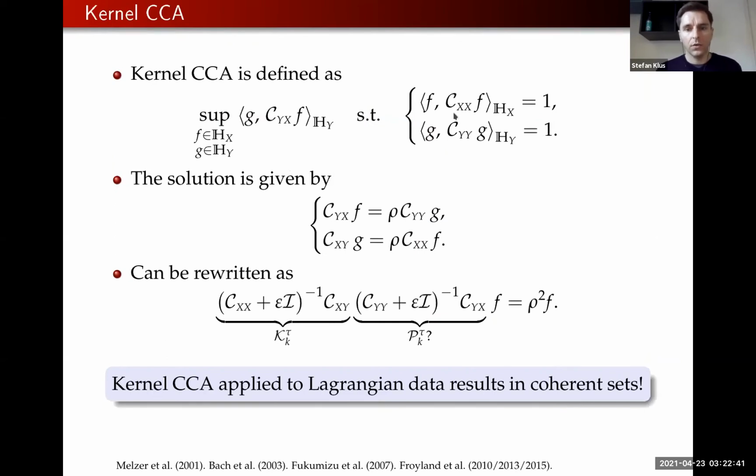And then we can again use covariance and cross-covariance operators. And it turns out that if we do this, we obtain a well-known method, which is called kernel CCA. It stands for canonical correlation analysis. And using this canonical correlation analysis, we can find coherent sets in these data sets.